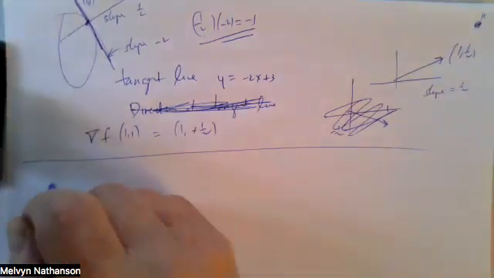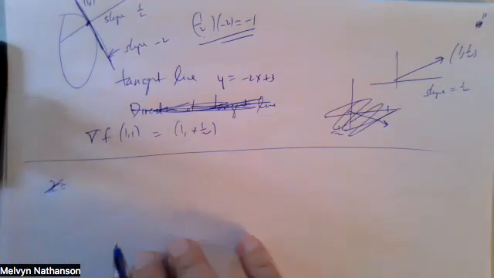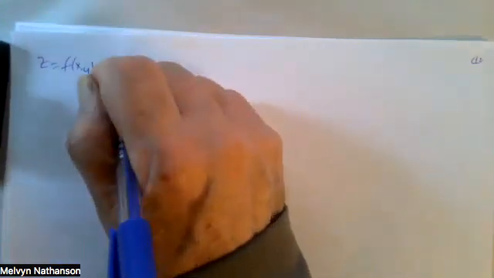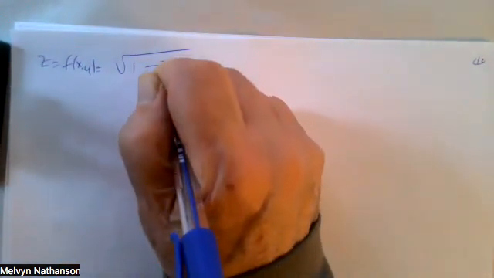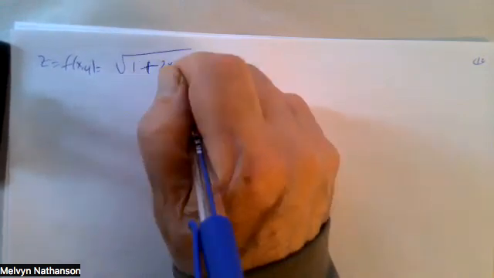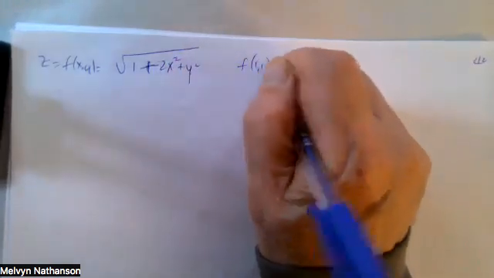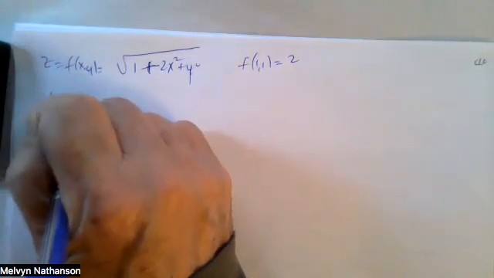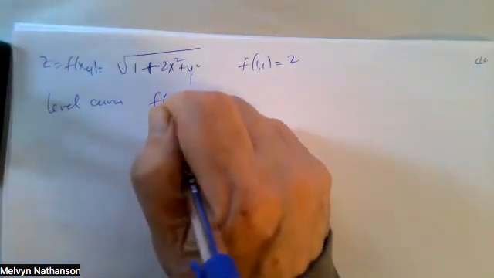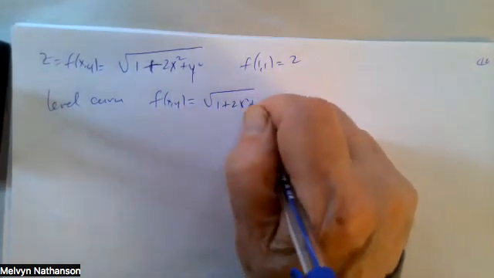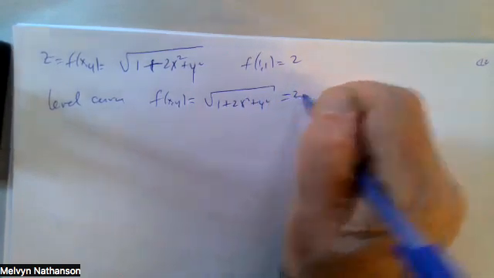So we started with the function. Let me actually start on a whole fresh piece of paper. Z equals f of x, y is the function square root of 1 plus 2x squared plus y squared. f at the point (1, 1) is 2. So we're interested in the level curve f of x, y, which is the square root of 1 plus 2x squared plus y squared, equals 2.